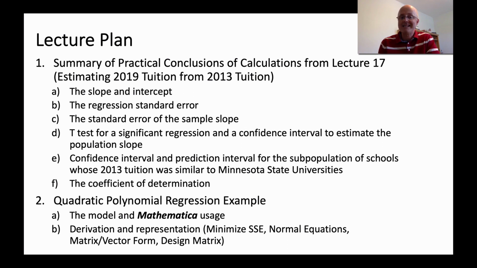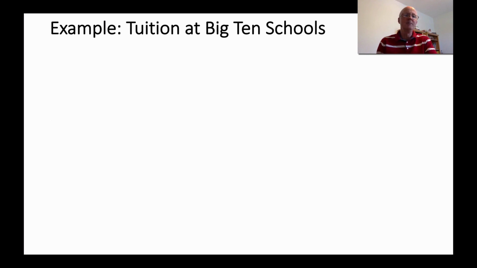We'll talk about minimizing SSE, the sum of the squares of the errors, being synonymous with residuals. The normal equations from lecture 17 do generalize to lecture 18. That, for my students especially, is one of the most important things to get out of this: what's the nature of the normal equations. We'll write them in both scalar form and matrix/vector form. And then we'll talk about something called the design matrix, which is kind of the quickest way to think about the matrix vector form. All right, let's get into the example.